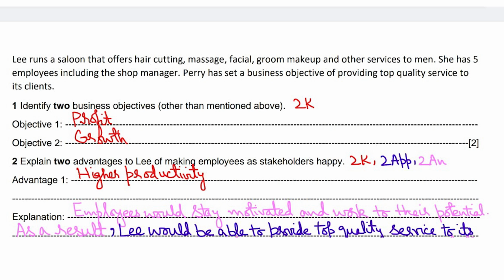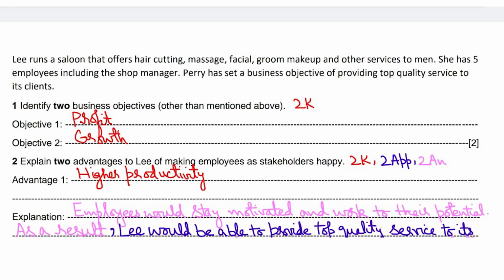Now the first question is part A, question number 1. Identify 2 business objectives other than mentioned above. It means the objective of providing top quality service cannot be used in your answer. You won't get any marks for that. So you have to write 2 other business objectives. So I wrote profit and growth, very common objectives. So I'll get 2 marks because the command word is identify, and whenever the command word identify is there, there are only marks for knowledge. So you will get 2 marks here.